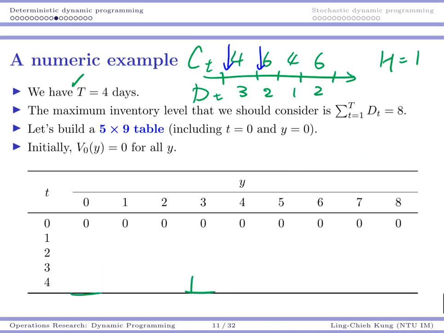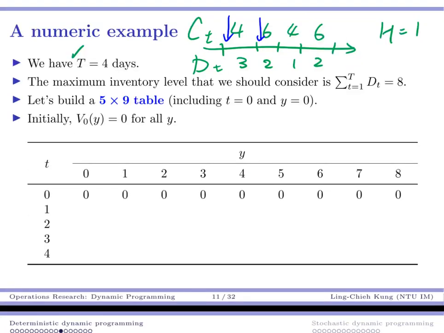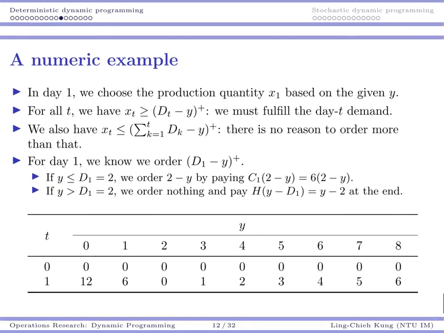Okay, so for period 0, things are very easy. Whatever amount you have, you don't need to pay anything because you already closed your store and you retire. There's nothing to pay. How about day 1? Day 1 is that we're going to choose our production quantity x_1 based on the given y, or y_1, whatever.